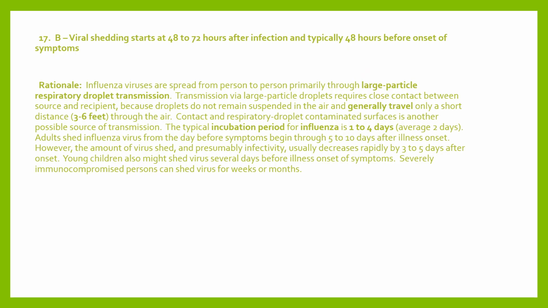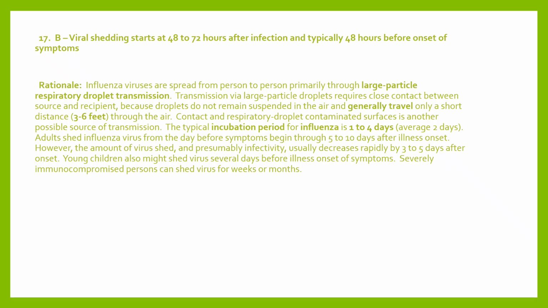The answer is B. Viral shedding starts at 48 to 72 hours after infection and typically 48 hours before onset of symptoms is false. Influenza viruses are spread from person to person primarily through large particle respiratory droplet transmission. Transmission via large particle droplets requires close contact between source and recipient because droplets do not remain suspended in the air and generally travel only a short distance, 3 to 6 feet, through the air. Contact with respiratory droplet contaminated surfaces is another possible source of transmission.